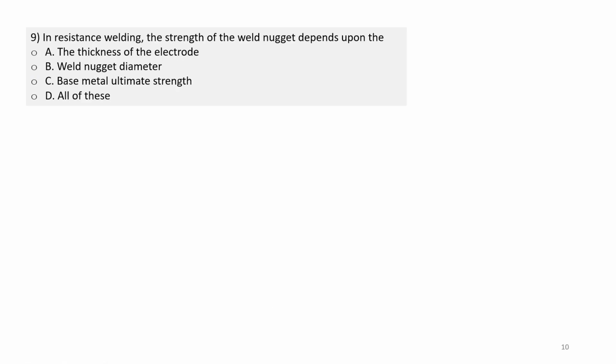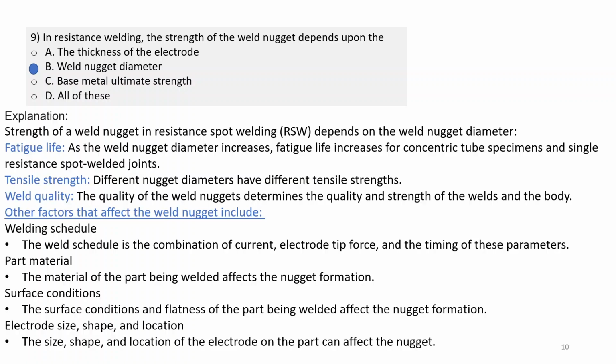Next question is the resistance welding. In resistance welding, the strength of the weld nugget depends upon the... Your options are the thickness of the electrode, weld nugget diameter, base metal ultimate strength, or all of these. So the correct answer will be the diameter. Okay, so strength of the weld nugget in resistance spot welding depends on the weld nugget diameter.